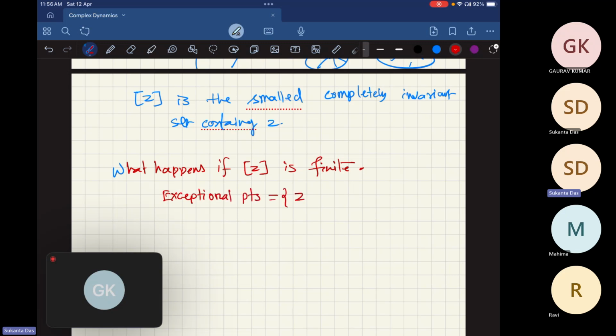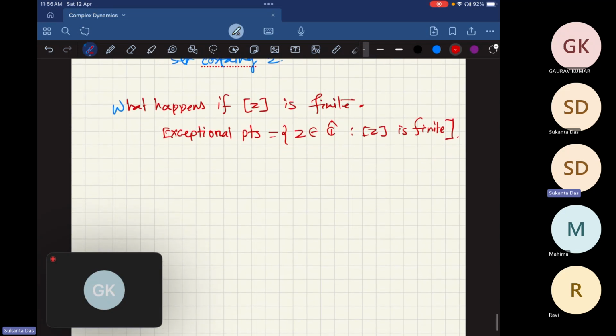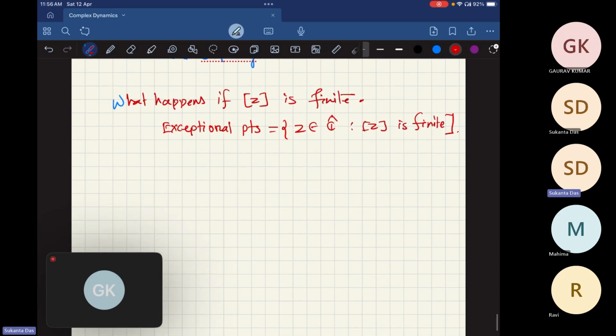So these are the collection of those z in C hat such that this is finite. These are called exceptional points. And I will just show in a minute that this set of points, basically the exceptional points for a rational map, can be at most 2. Also this holds true for the transcendental setup: for a transcendental map, exceptional points can be at most 2, not more than that.